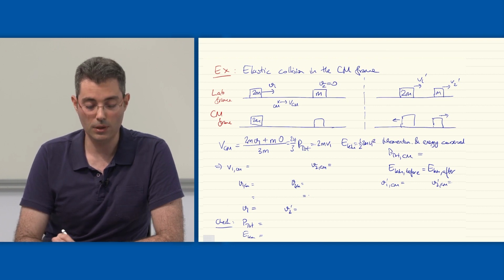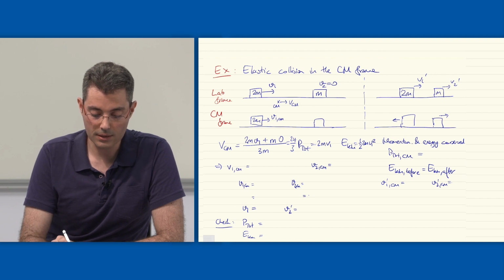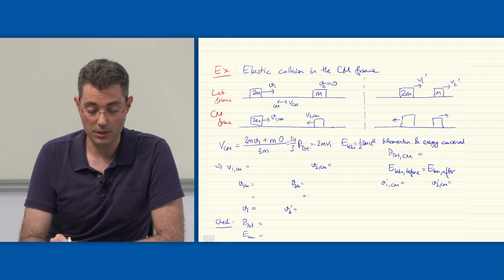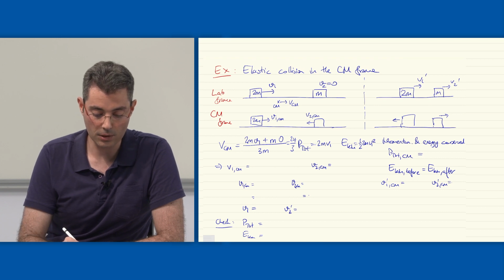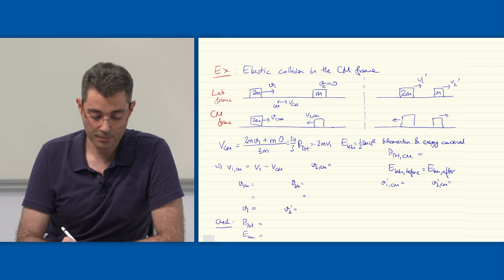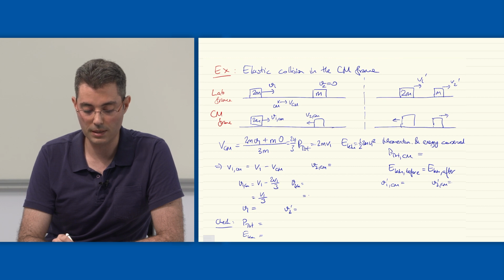Once I have the center of mass velocity, I can find the velocities of these objects in the center of mass frame. Let me call them v1 center of mass and v2 center of mass. I'm expecting the second mass will be moving towards the center of mass because their total momentum should be 0. So how do I find this relative velocity? It's the velocity in the lab minus the velocity of the center of mass with respect to the lab. So this is v1 minus 2v1 over 3. I find that the first mass is moving with v1 over 3 towards the center of mass.